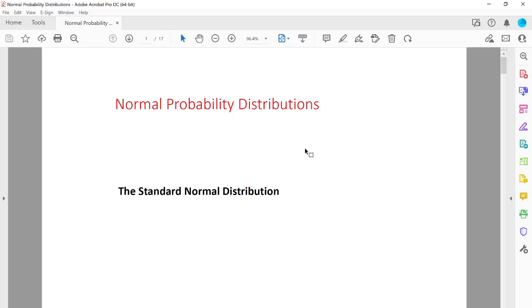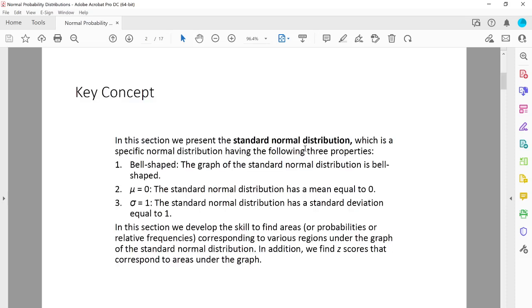So this is a new chapter, normal probability distribution. In the previous chapter, we discussed probability distribution. And in this particular section, we're going to talk about a standard normal distribution. A normal distribution is called a standard normal if it has three different properties. First, it should be bell-shaped. For the standard normal distribution, the mean should be 0 and the standard deviation should be 1.